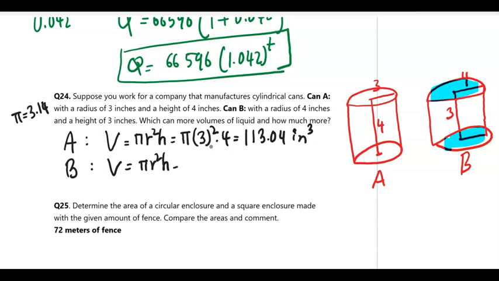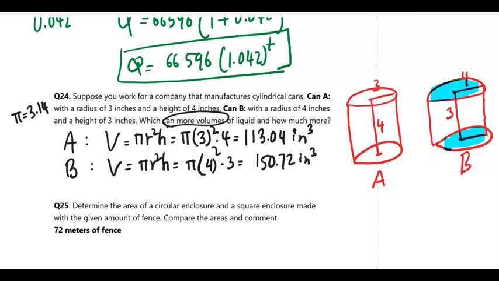How much volume can B hold? With the same formula, you get pi, then remember that can B has radius 4, so you get 4 squared times 3. If you put pi as 3.14 and multiply 4 squared, which is 16, and 3, you get the volume of can B is 150.72 cubic inches. So the question is, which can holds more volume? The answer is can B holds more volume.